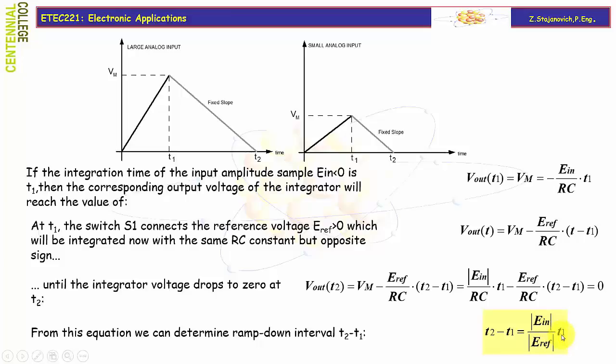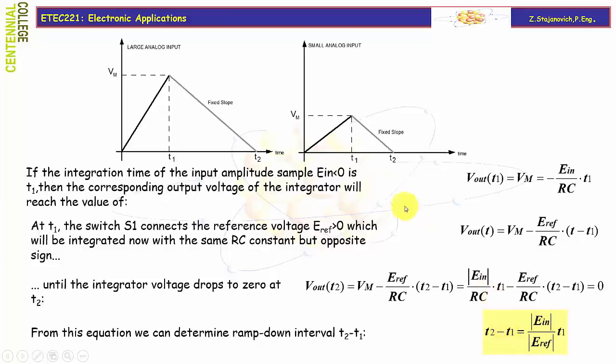T1, once again, is the integration time of the input sample, and it's fixed, defined by the internal clock, which controls how long we're going to integrate the input sample. It's proportional to the amplitude, which is crucial, and it's reciprocal to EREF. But EREF and T1 are constant, so this time, t2 minus t1, is proportional to the amplitude. The higher the amplitude, the longer this time will be, and more pulses will go through.